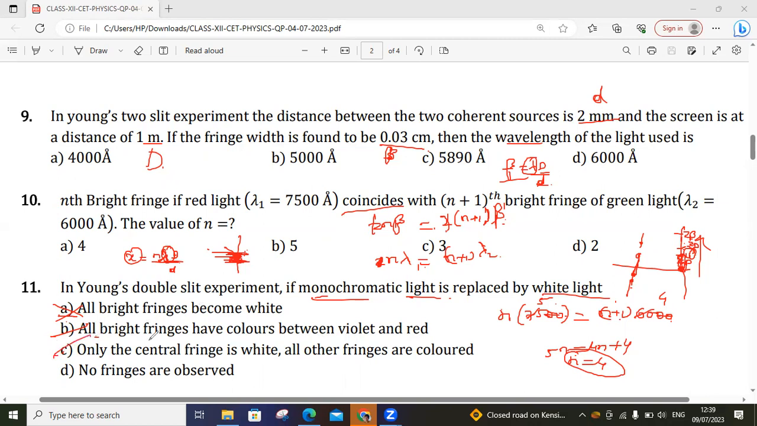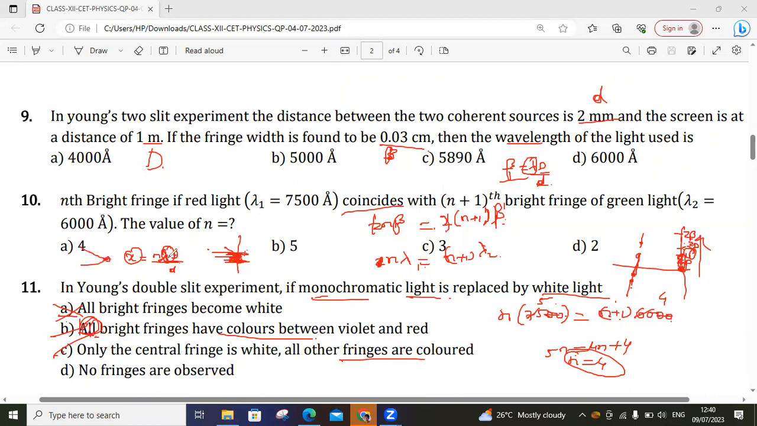Okay, this is also correct. So C is also correct. All other fringes are colored. That is, this is all bright fringes. The central bright fringe will not be colored because all wavelengths will mix there, right? All will mix there.